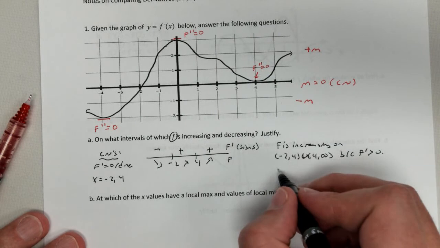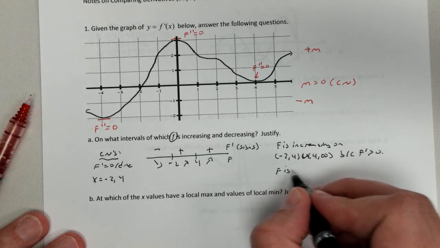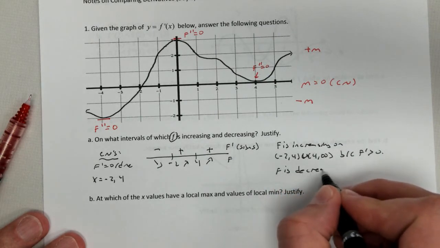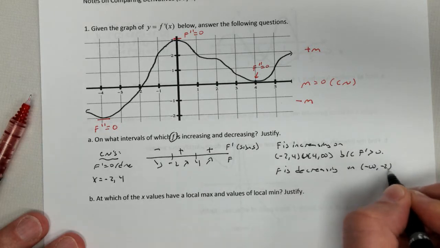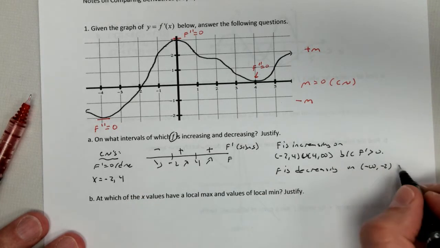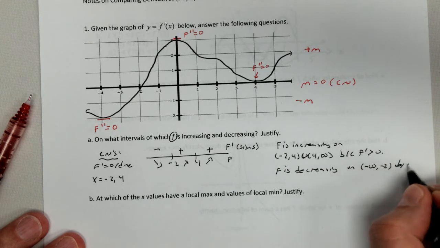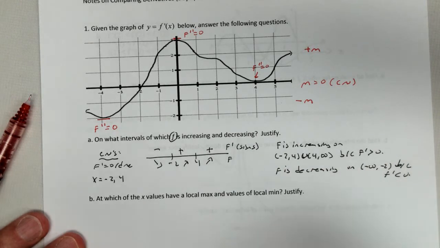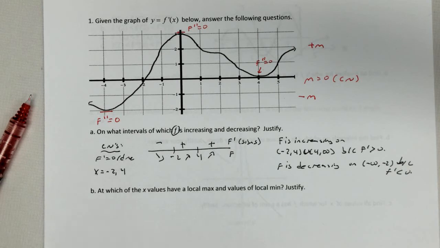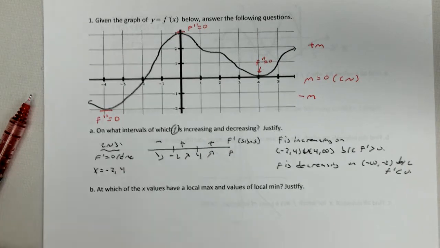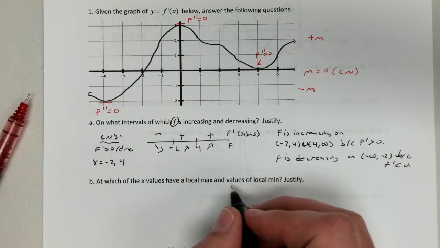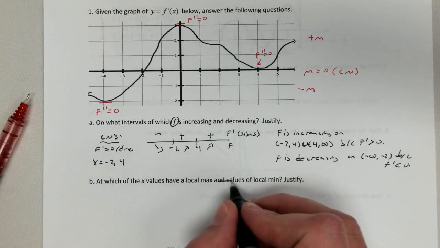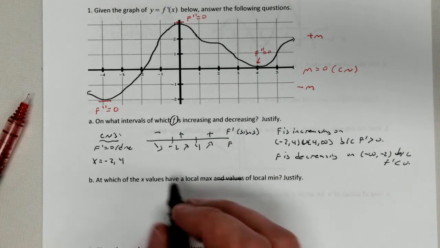Where is f decreasing? Well, that's where the slope is negative. So we can say f is decreasing on the domain negative infinity to negative 2, where the slope is negative, therefore, because the derivative is negative. Very easy to do. Next, it asks, for which x values do we have a local max or min? Of course, x values. Just there we go. Typo there. Sorry about it.